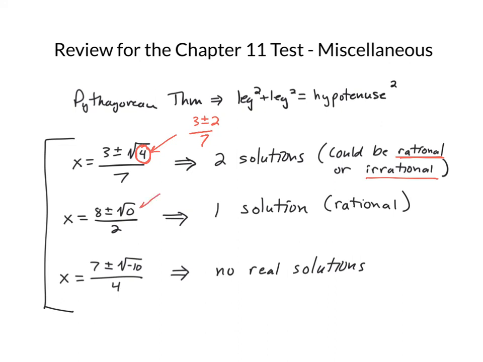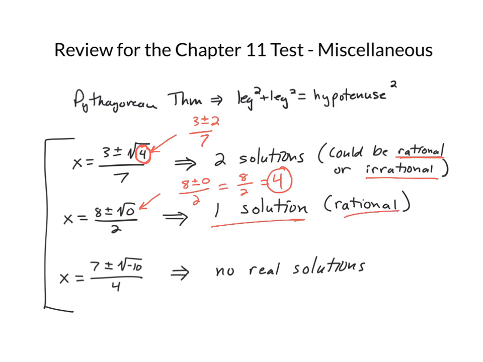If the number under the radical is 0, look what happens to our answer. We get 8 plus or minus 0 over 2. Well, that's just the same as 8 over 2, which is 4. So I end up with one solution, and there's no radical there, so it's rational.